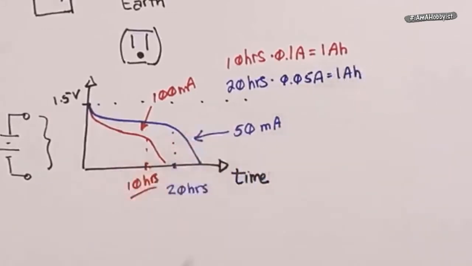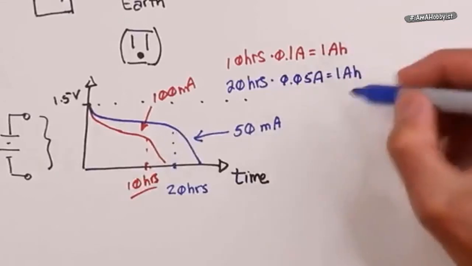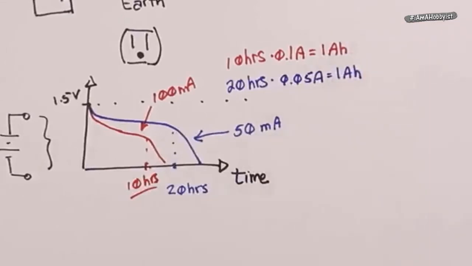Now, for fairly narrow ranges of current, you're just going to get this constant. In this case, this is a 1 amp hour battery. That's the capacity of it.